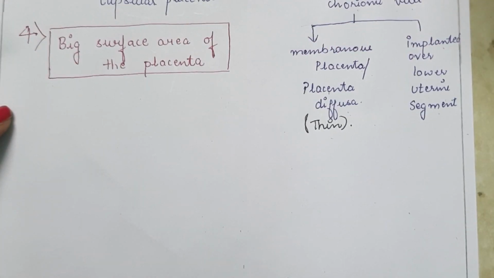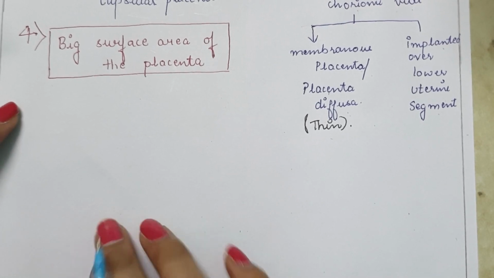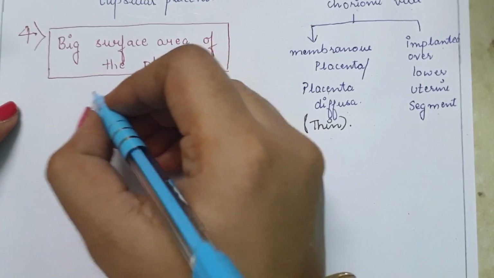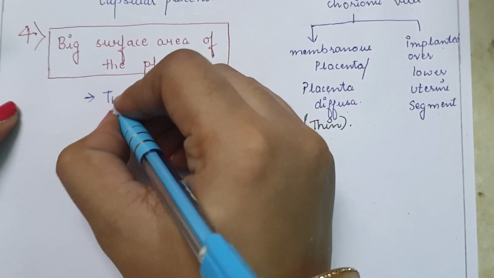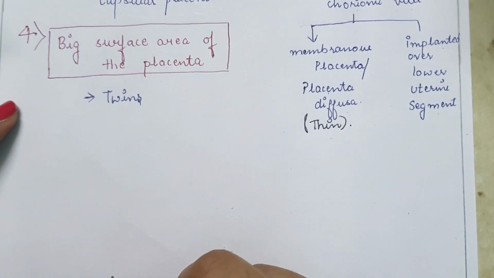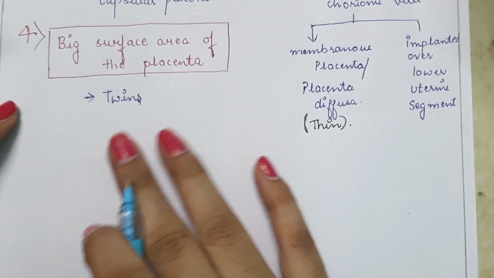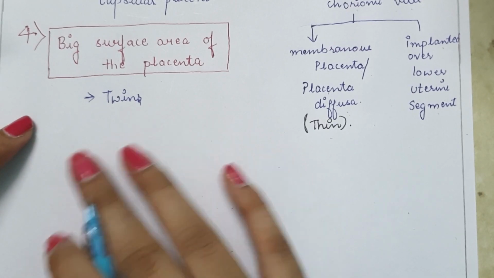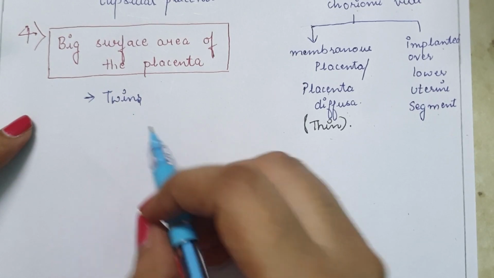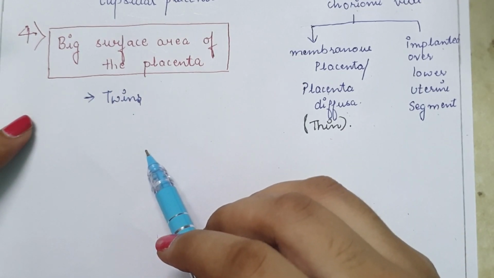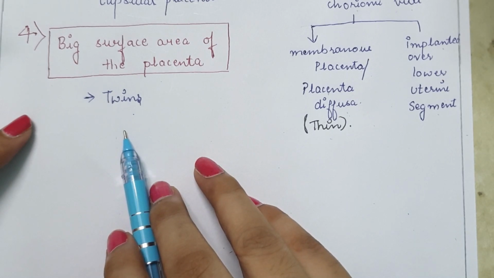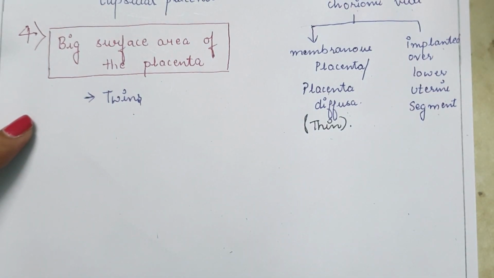The fourth and the last theory is big surface area of placenta. Mostly in the cases of twins, we can find that there is a big surface area of the placenta so as to get more nourishment for the two babies, or in the case of twins or triplets. So in these cases, there are the chances of implantation of placenta over the lower uterine segment. So that's all about the causes.